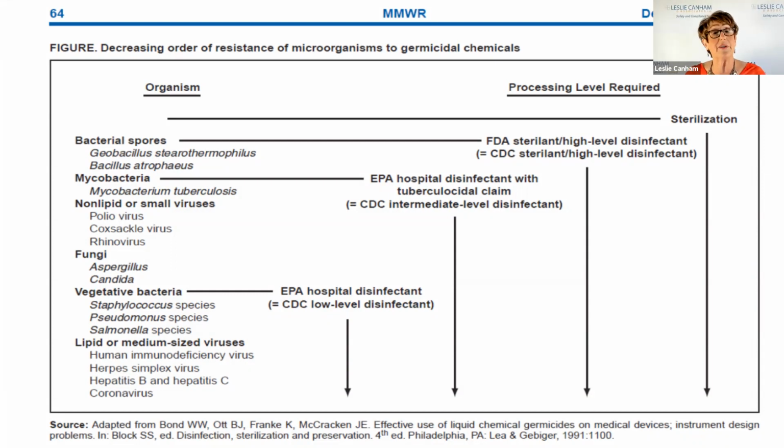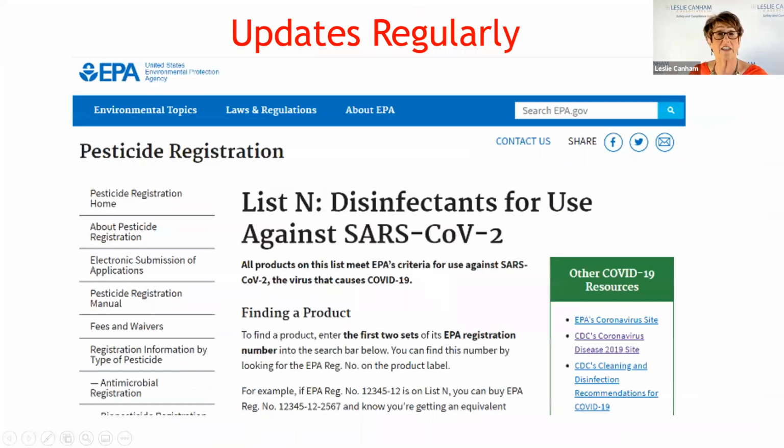Then we go to lipid and medium-sized viruses. HIV and hepatitis are here, herpes virus is here. And looky here, look who's at the bottom of the list. Coronavirus. Now, this is coronavirus from SARS coronavirus, the first one in 2002 that they used this disinfectant resistance chart on. EPA, Environmental Protection Agency, has List N. You might have heard of List N, and it lists all the disinfectants that are effective against SARS-CoV-2.